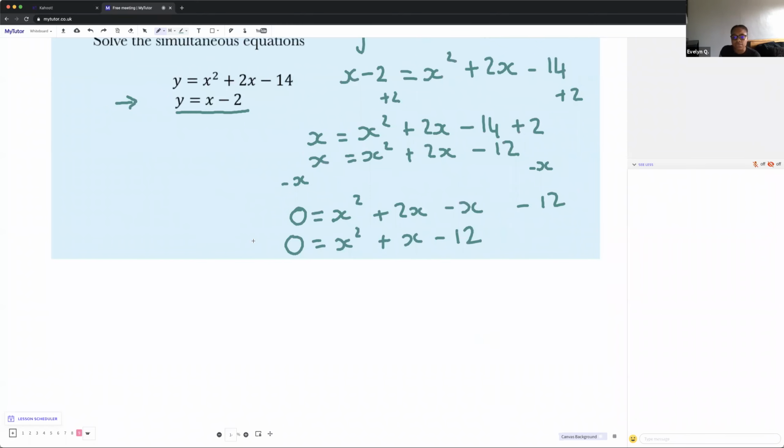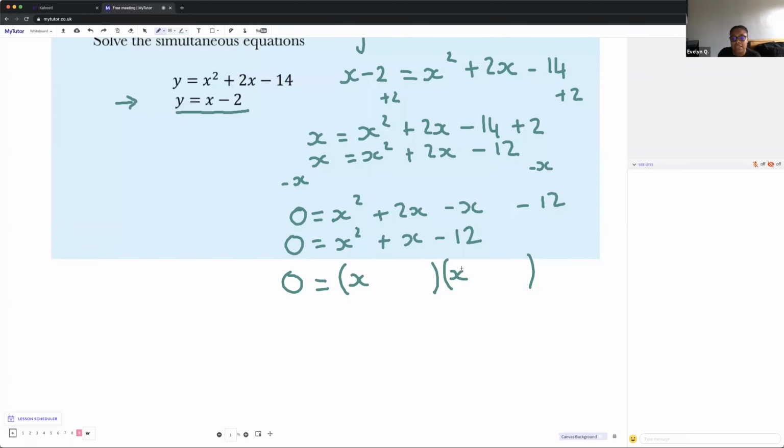Now, there's loads of different ways to solve quadratic equations. The way I'm going to show you right now is just by factorizing. So I need two numbers that multiply to give me -12, and they add to give me +1. And then I'll put them into brackets. If you're a bit confused about this step, don't worry. We will definitely go through this tomorrow. So don't worry if this step confuses you a little bit at the moment. I'll make sure that I go through it properly tomorrow.